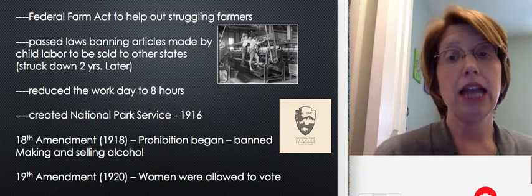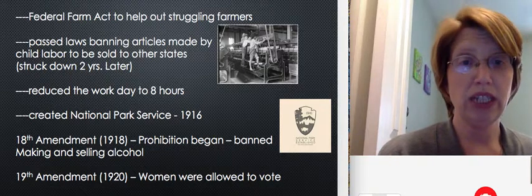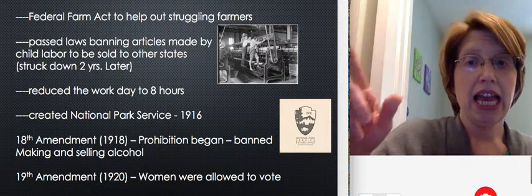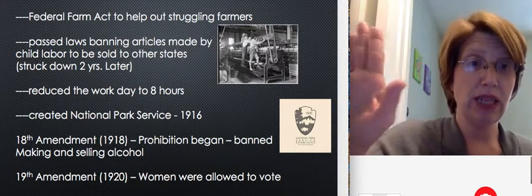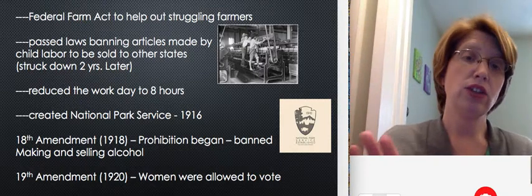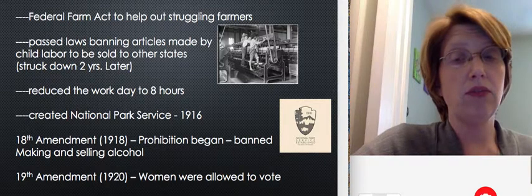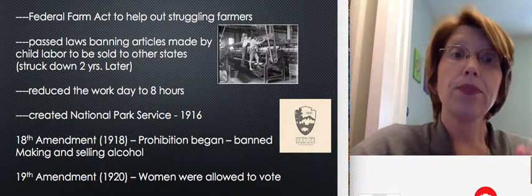19th Amendment, 1920, women are finally given the right to vote. And this is cool because when is this coming? 1920, this comes, and this is the 100th anniversary. This year is the 100th anniversary of it. So that's cool. And this is called suffrage. The ability to vote is suffrage. So when does this come?